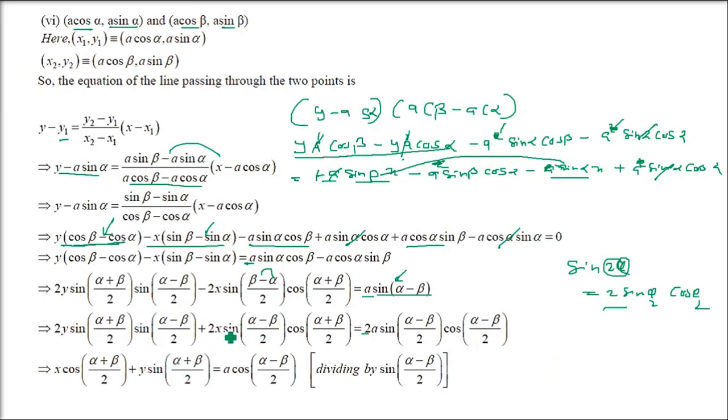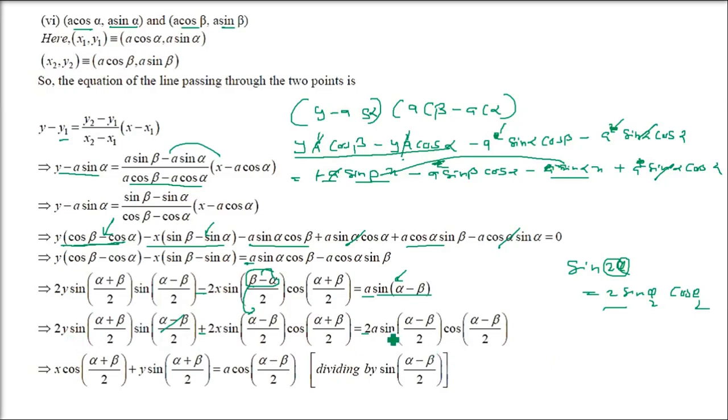Now we'll divide everything by sin((alpha minus beta)/2). Now you see this is beta minus alpha, so we have to change it to alpha minus beta. When we change it, the negative sign will come, because sin(minus theta) is minus sin theta. Now divide everything by sin(alpha minus beta), and sin(alpha minus beta) will get cancelled here.